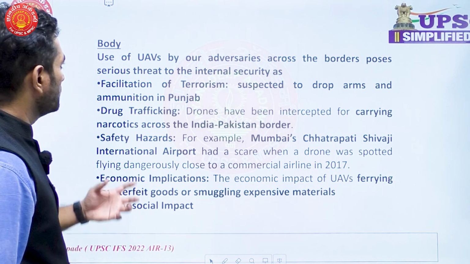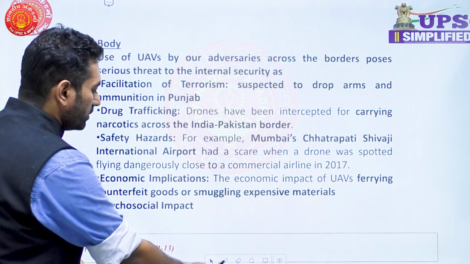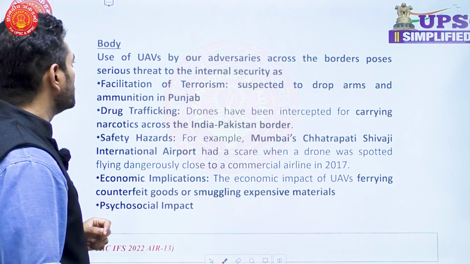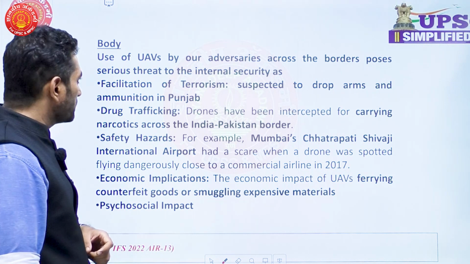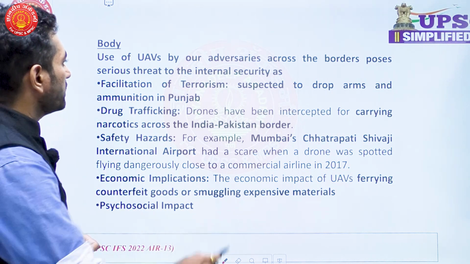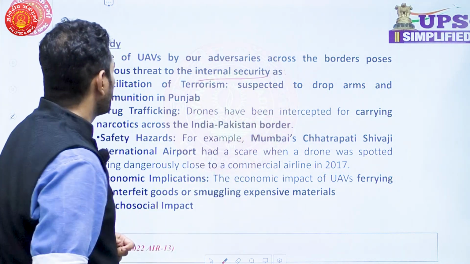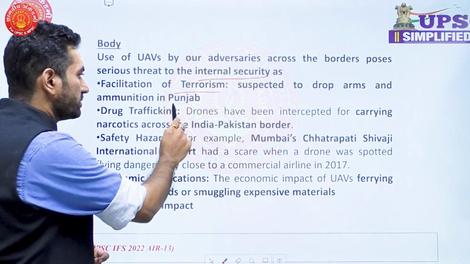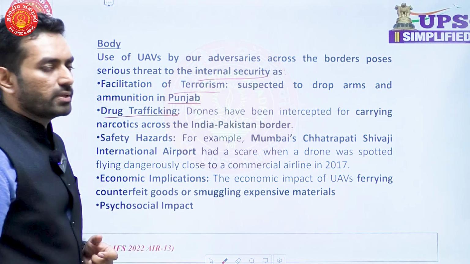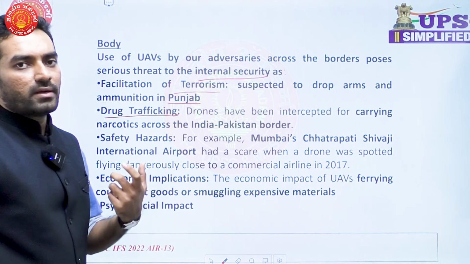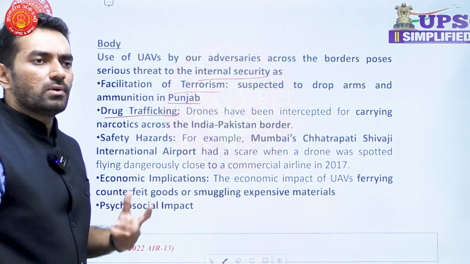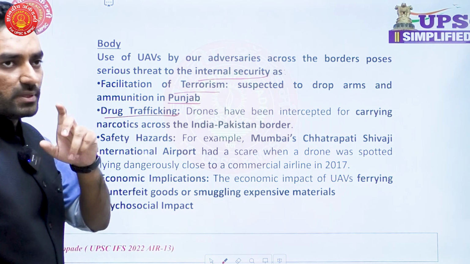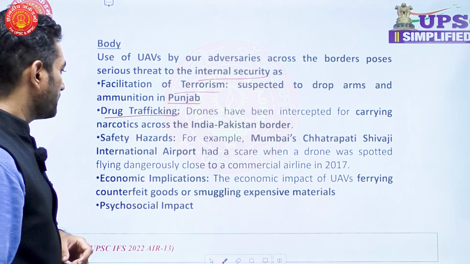In the next part, we'll address the core demand of the question. In this body part, we'll discuss what the exact threat of UAVs is. The use of UAVs by our adversaries across the border poses a serious threat to internal security as it facilitates terrorism due to the dropping of arms and ammunition in Punjab, as we have seen in recent cases. Drug trafficking has also increased, as the Golden Crescent along the Pakistan border promotes the transport of drugs specifically through the Punjab border.